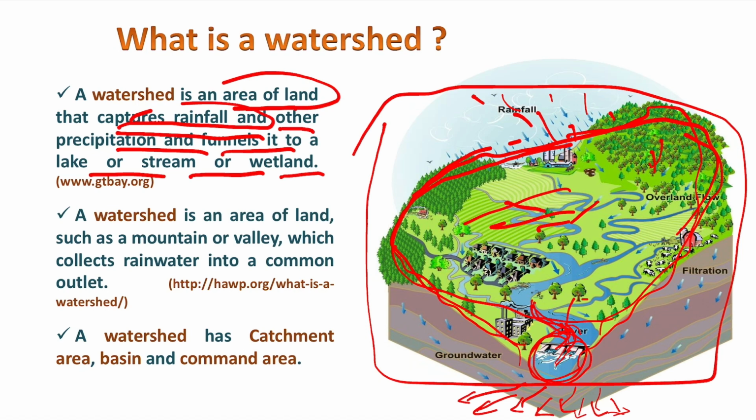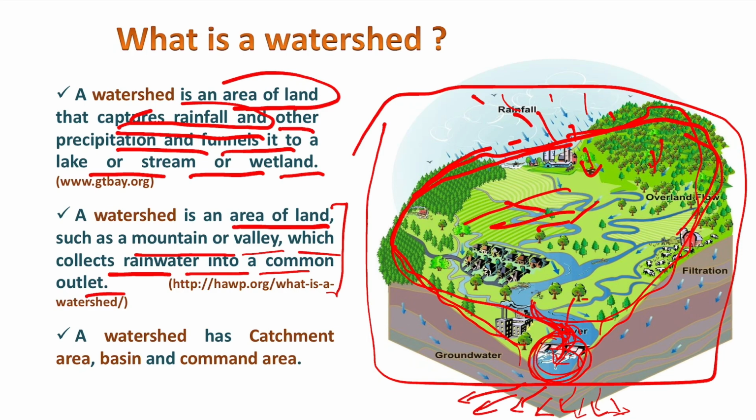So from any precipitation source, if we are collecting that water, we are funneling that water, means that water we are channeling to a common outlet, right? Or maybe a stream, or maybe a wetland, that is known as watershed. That particular area is known as a watershed. Another definition, a watershed is an area of land such as mountain or valley which collects rainwater into a common outlet. So मेजर जो यहाँ पे कोइंसिडेंस है कि हम लोग वाटर कहीं से कलेक्ट कर रहे हैं और एक चैनल के थ्रू या फिर कॉमन आउटलेट के थ्रू उस वाटर को हम रिलीज कर रहे हैं, राइट? That is known as watershed.